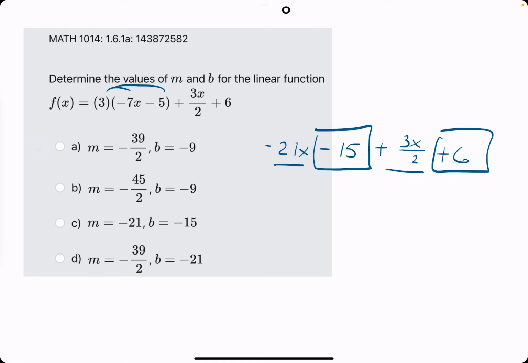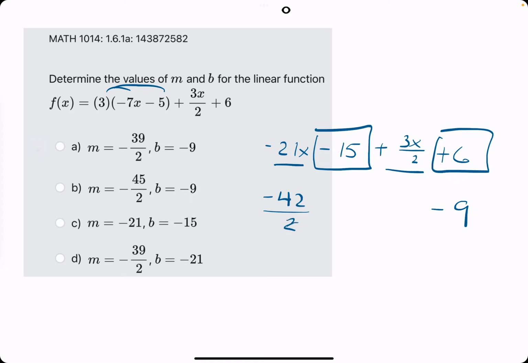Negative 15 plus 6 would take us towards 0, not further into the negatives, towards the positives, right? So negative 15 plus 6 would be negative 9. And then with our x terms, let's do our x terms next. Let's try the method where we convert negative 21 into a fraction, accommodating the 3 over 2, right? If we multiply negative 21 by 2, we get negative 42, and then we just have that over 2.